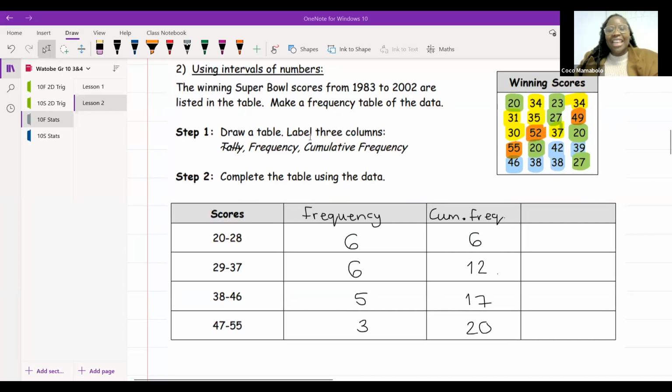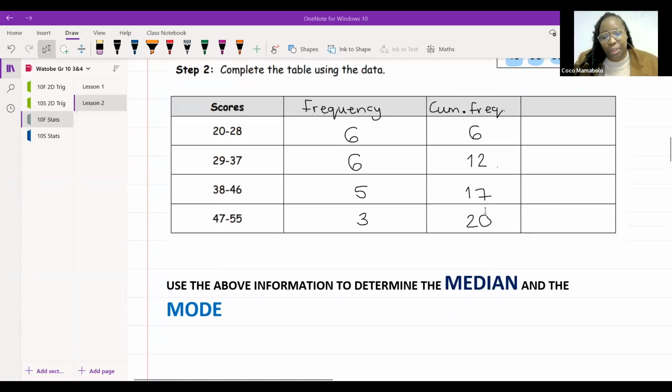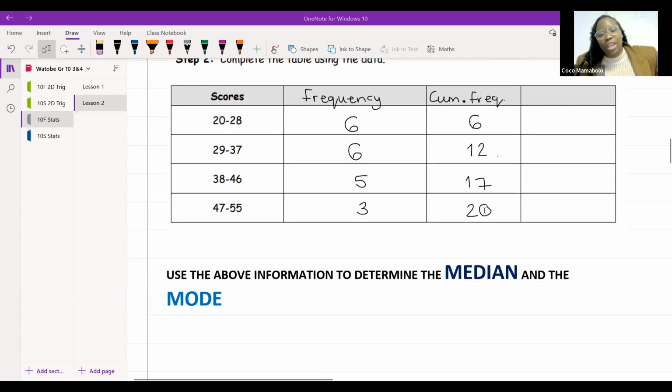Okay, all right. Let's continue with what we're going to do next. So now we're going to use this cumulative frequency to determine the median and the mode. Now, Tinswalo, I skipped the tally because I think we're old enough to not have to use a tally. And also I want to use that last column for something else.